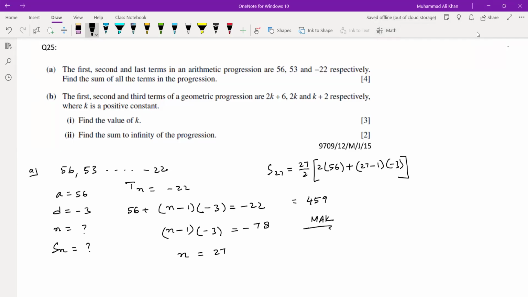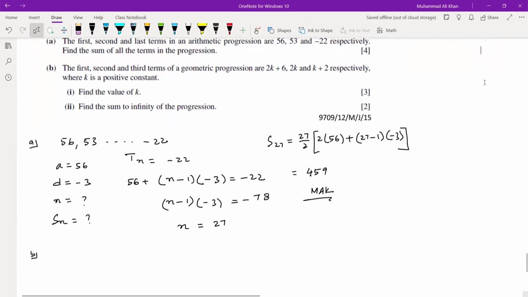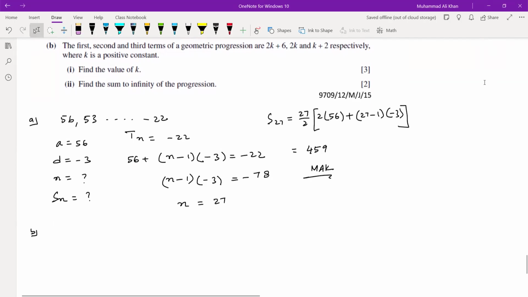Second, part B. What we have in this part B? The first, second, and third term of geometric progression are this, and this. Find the value of K. How to calculate the value of K? Geometric progression में this is T1, this is T2, and this is T3.